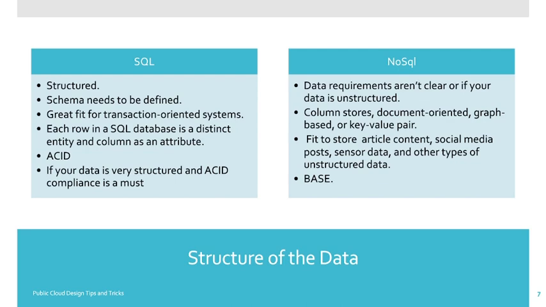A NoSQL database stores the data in column store, document-oriented, graph-based, or key-value pair format. It also fits for storing article content, social media posts, sensor data, or other types of unstructured data. It also follows a rule known as the BASE rule. The BASE rule stands for basic availability, soft state, and eventual consistency.